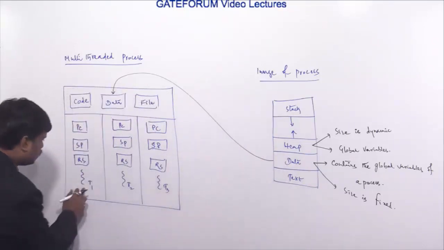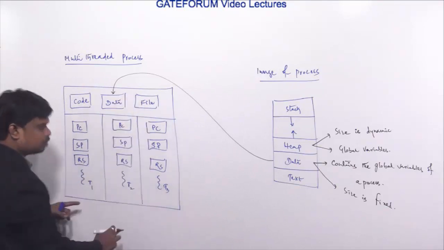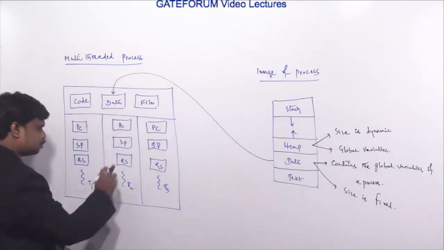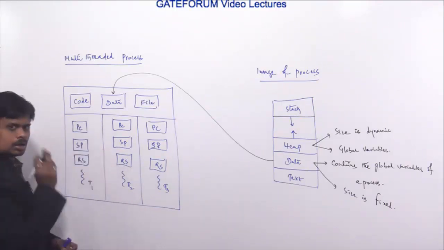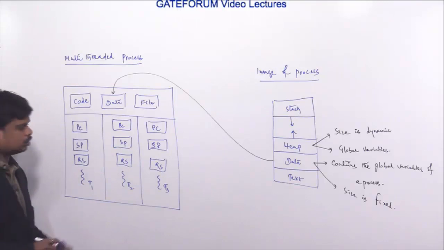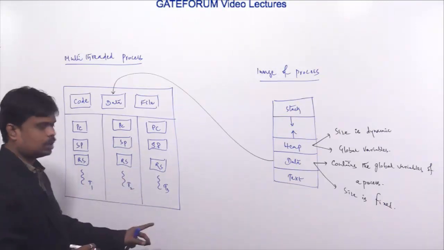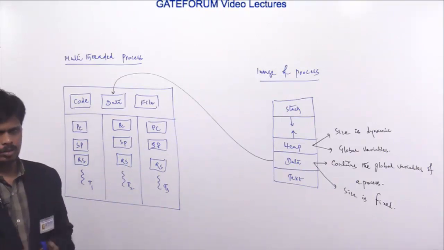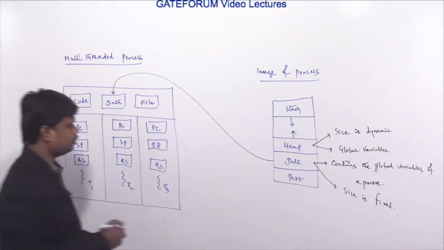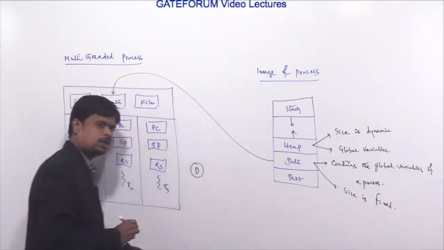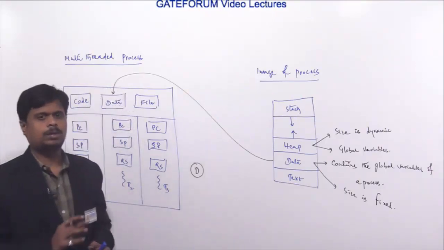Since these threads belong to the same process, these threads must share both the heap section as well as the global variables. So all the threads must compulsorily share both the heap section as well as the global variables. Hence the answer for this question is option D. In option D, it is clearly mentioned that both heap and global variables.